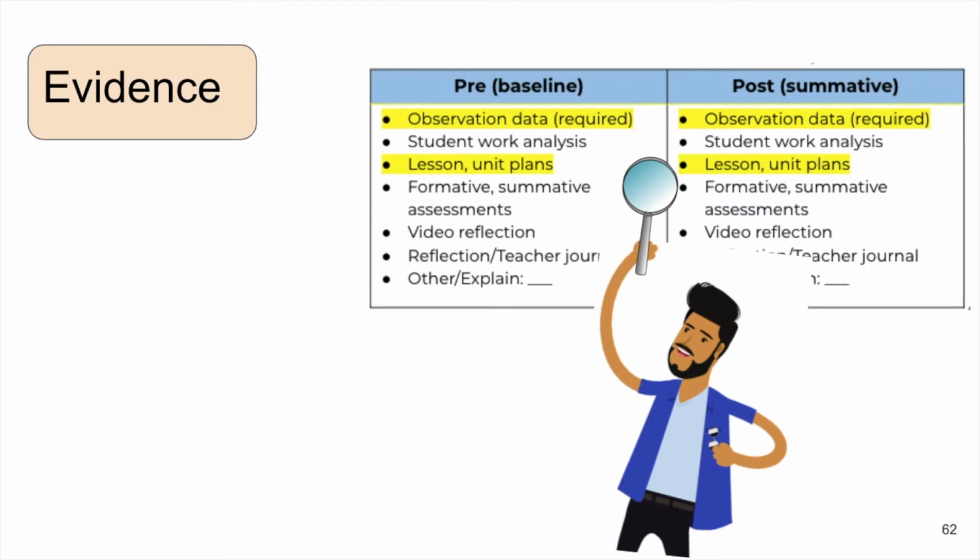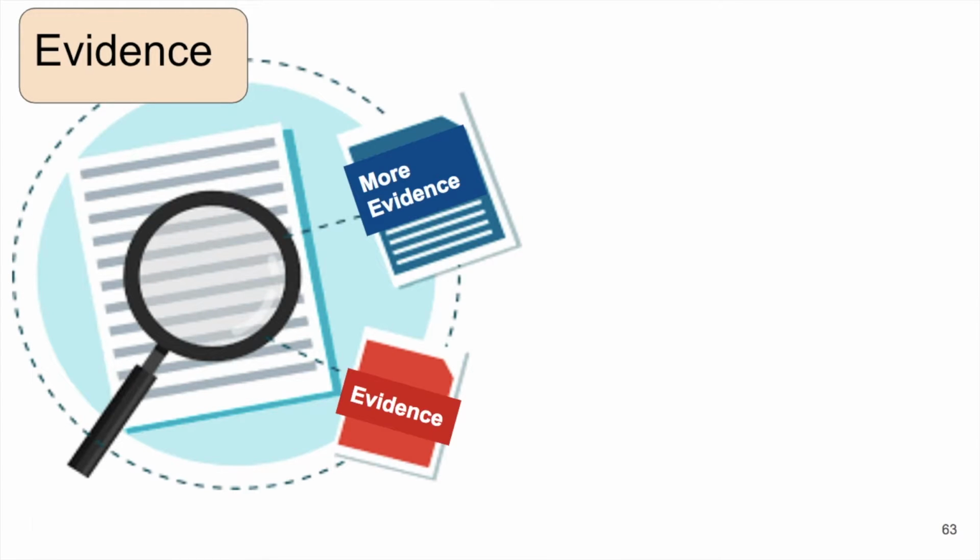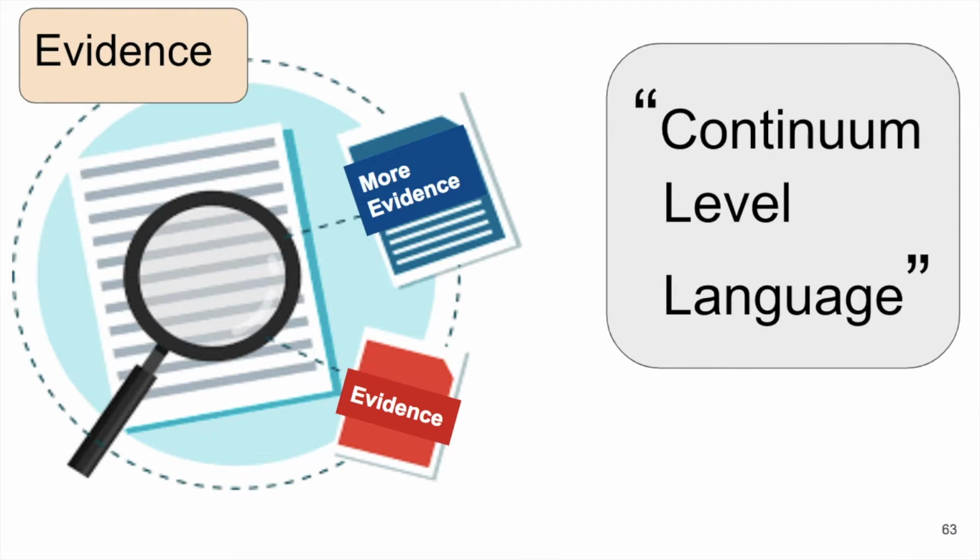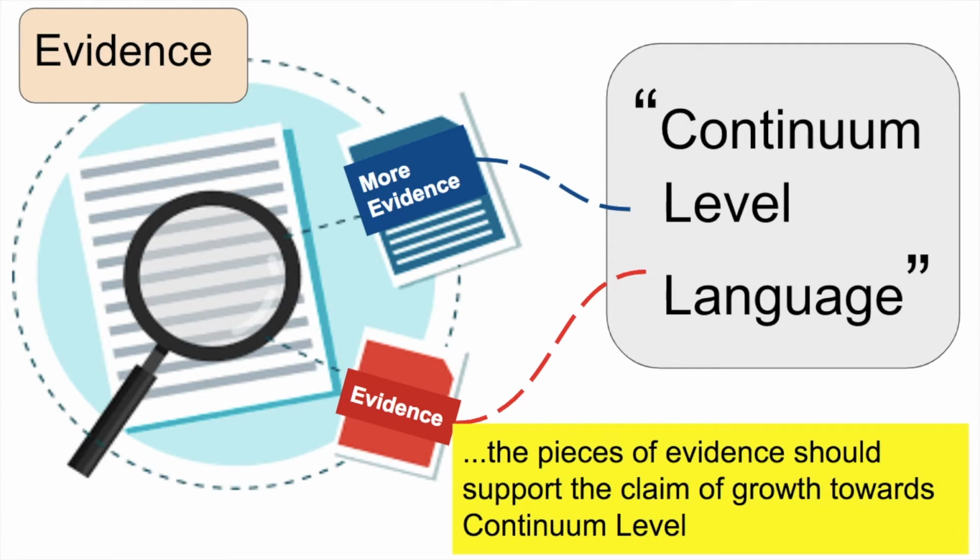Now for the evidence. I suggest opening up the documents that the teacher linked as evidence. Find specific notes, information, or data points in these documents that directly support the claim of growth. Extract, copy-paste 3 to 4 examples of such evidence and expand those ideas to make a cohesive statement. The pieces of evidence you choose should support your claim of growth towards a continuum level.